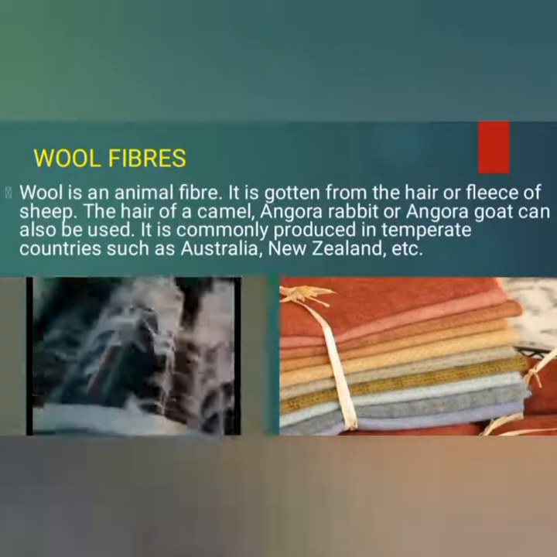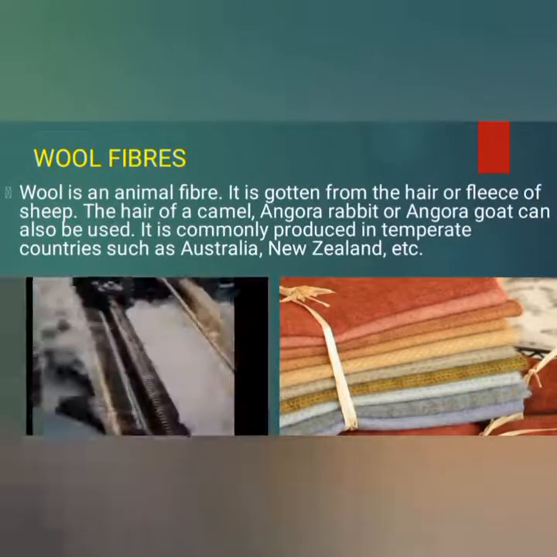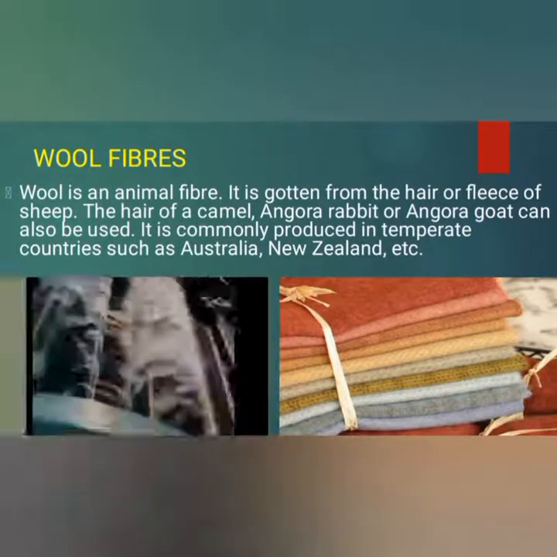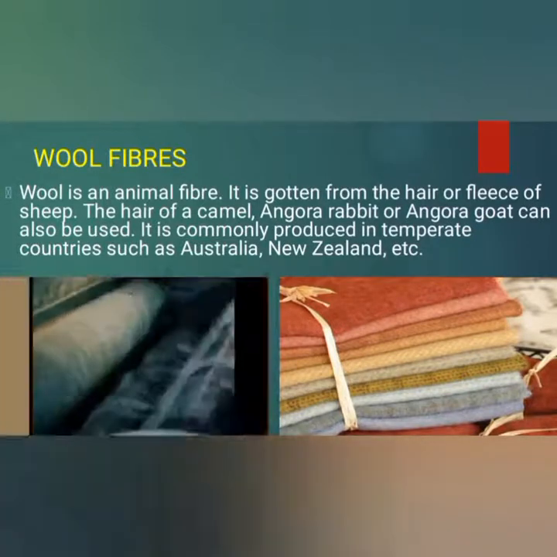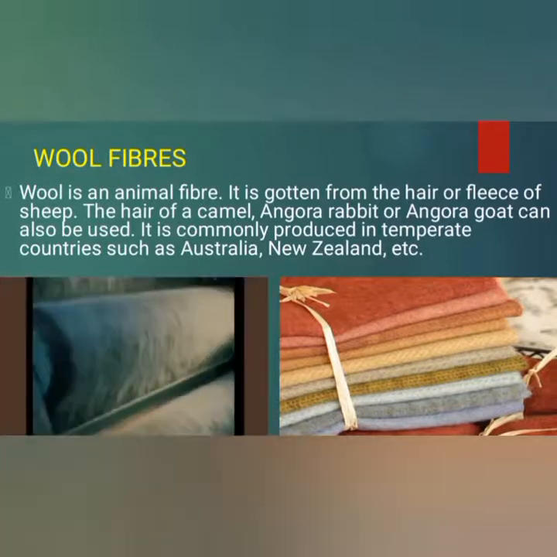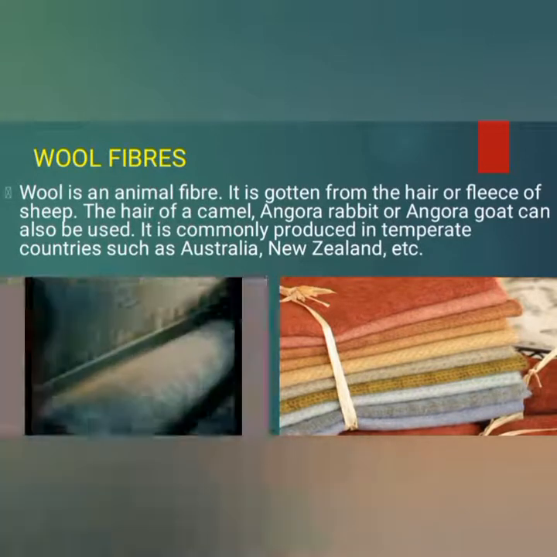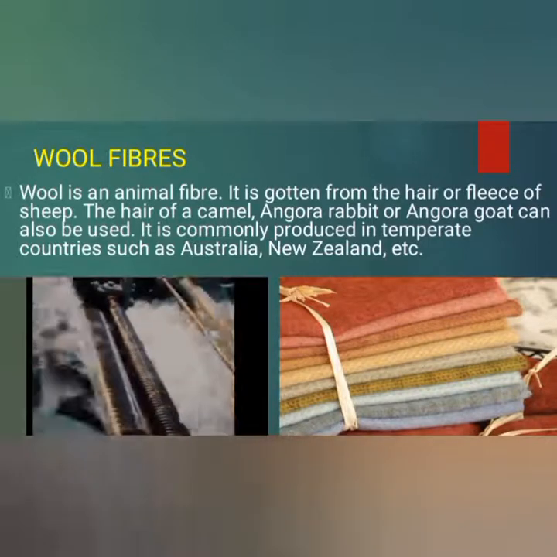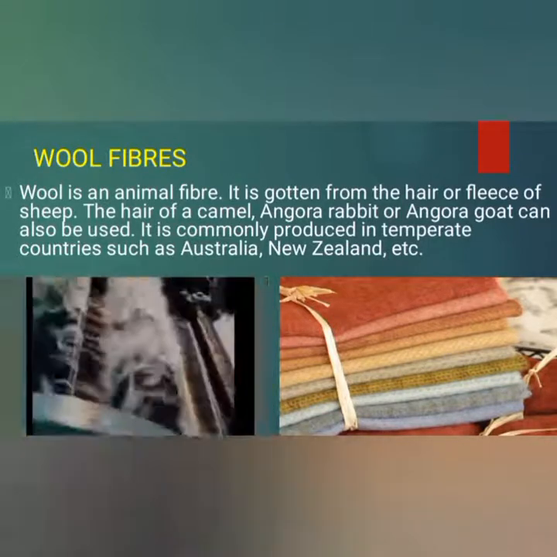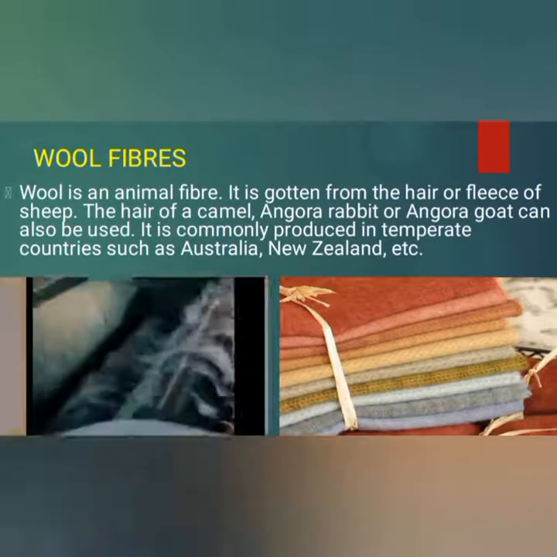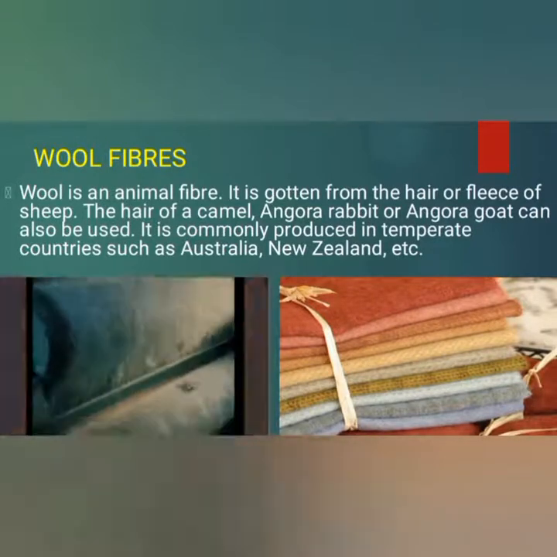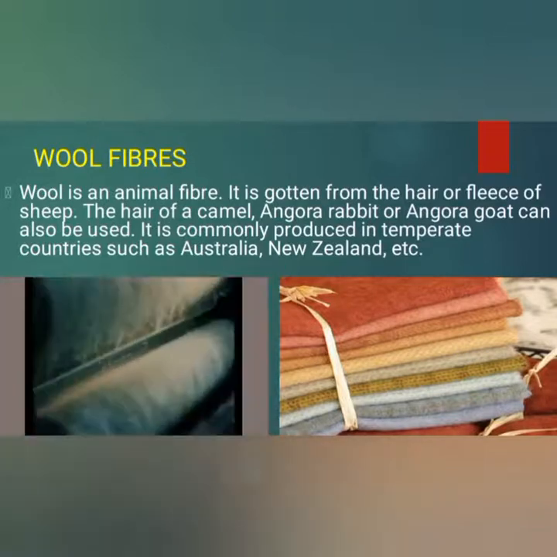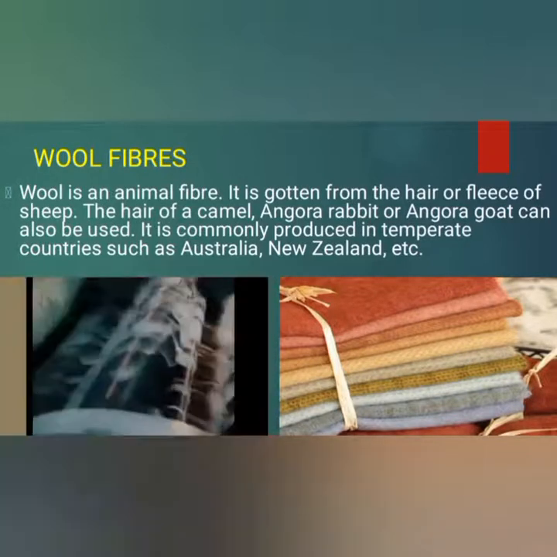That will bring us to wool fibers. Wool is an animal fiber and is gotten from the hair or fleece of sheep. The hair of a camel, Angora rabbit or Angora goat can also be used. So we can get wool from either the fleece of sheep, the hair of a camel, or Angora rabbit or goat, and it is commonly produced in temperate countries such as Australia, New Zealand, and so on.